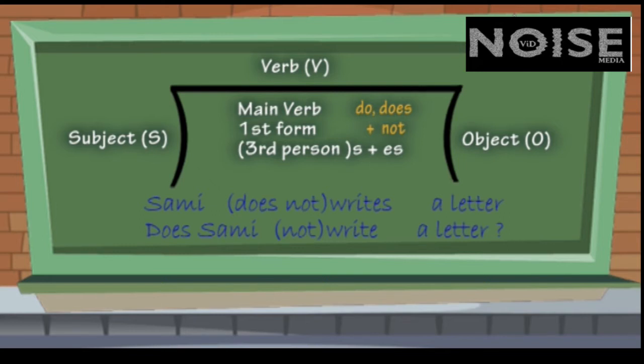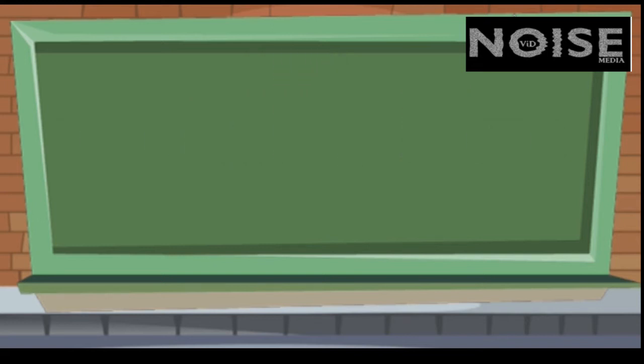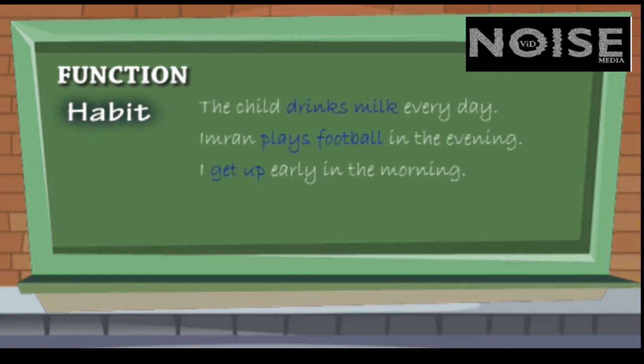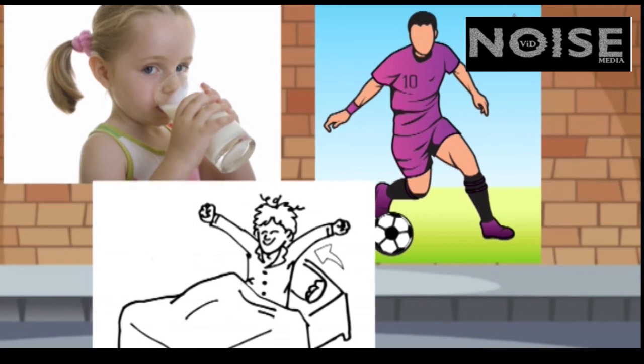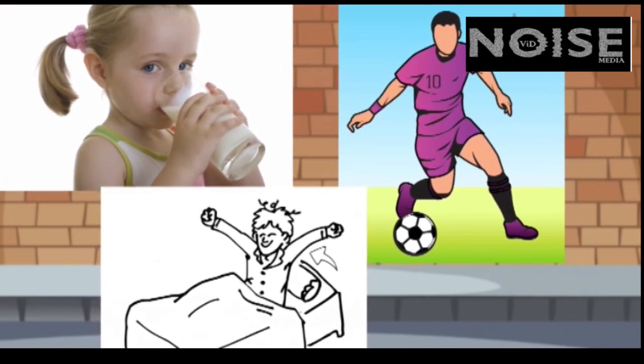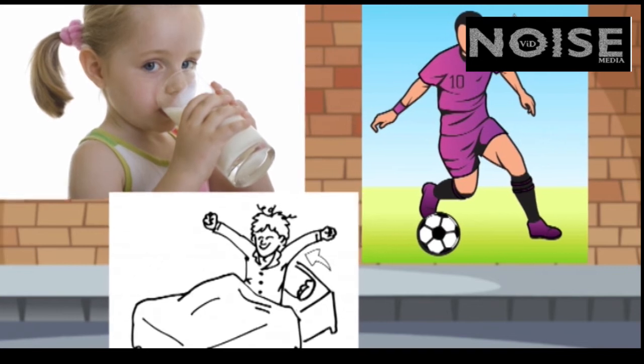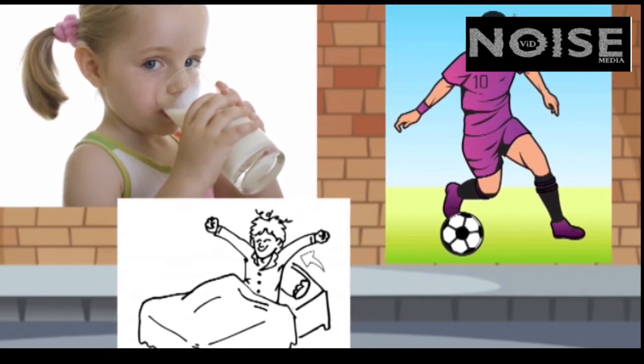Now we can move to the function, how we use a tense. A tense is not simply formula. It is used in society. People interact with each other each day and they use these tenses for some reason. So, we use this tense for habit to talk about a habitual action. For example, the child drinks milk every day. Imran plays football in the evening. I get up early in the morning. In these three sentences, you can see these are habits. The child drinks milk and Imran plays in the evening, and I get up in the morning.